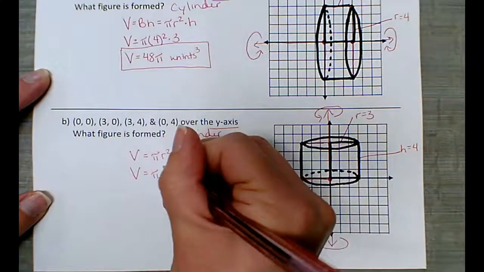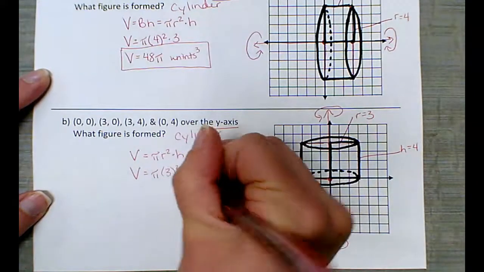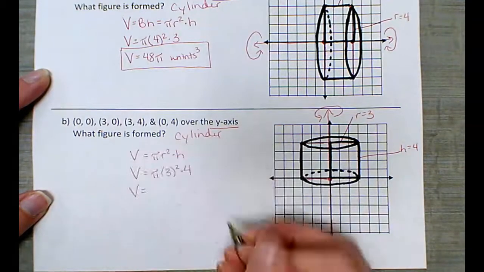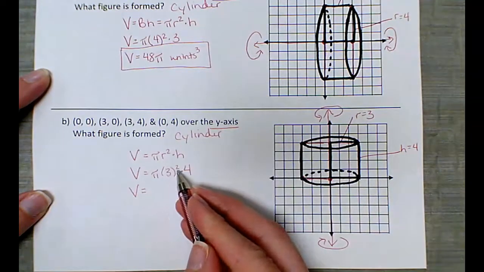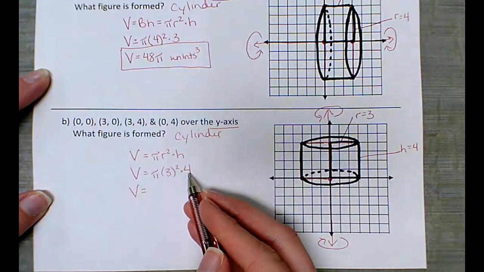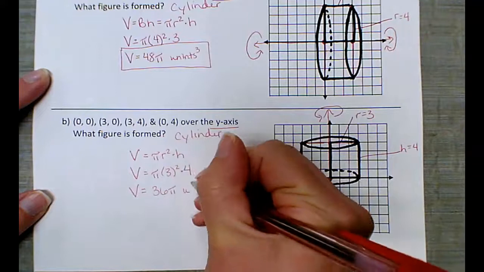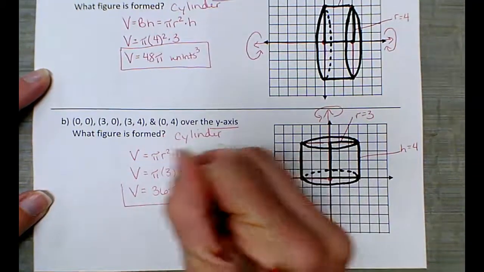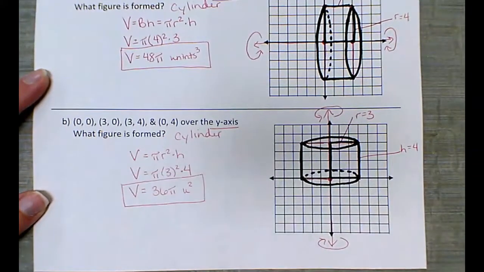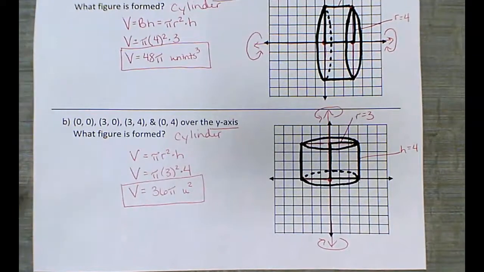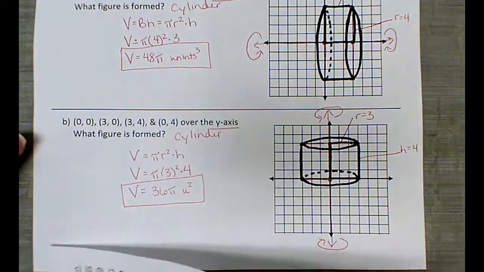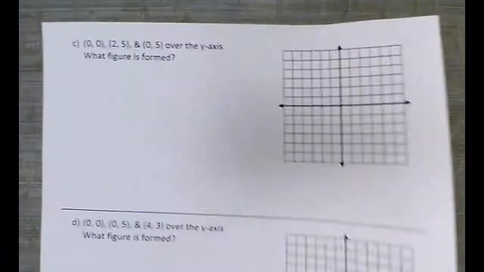So I insert 3 for the radius. I insert 4 for the height. 3 squared is 9. 9 times 4 is 36. And 36 times pi is 36 pi units cubed. So this is what it means to create a solid of revolution. Let's go on to example 1c.